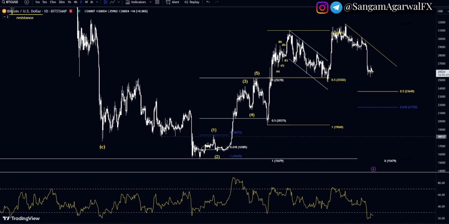Then Bitcoin daily time frame, it came down vertically. RSI is still oversold, and top to bottom 50% retracement is your next big support. So this entire fifth area is your support zone from 21 to 23k.